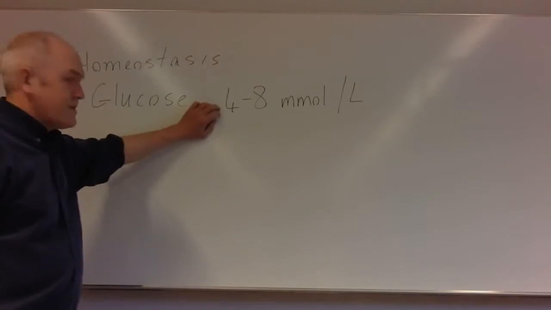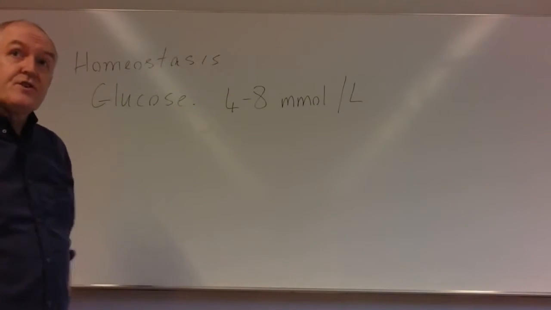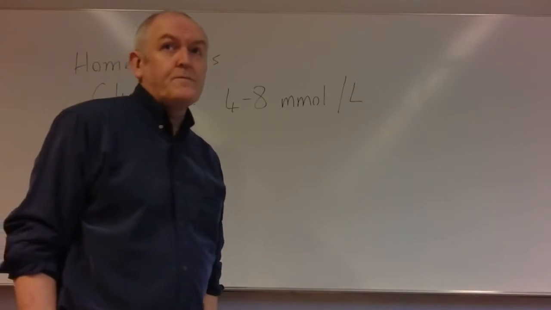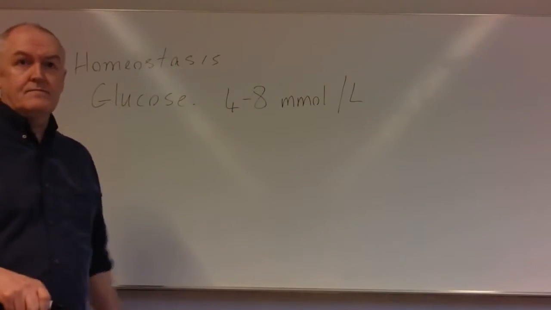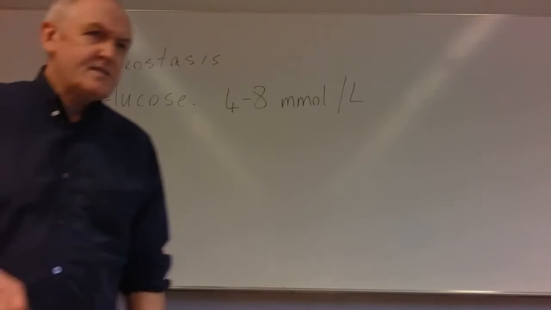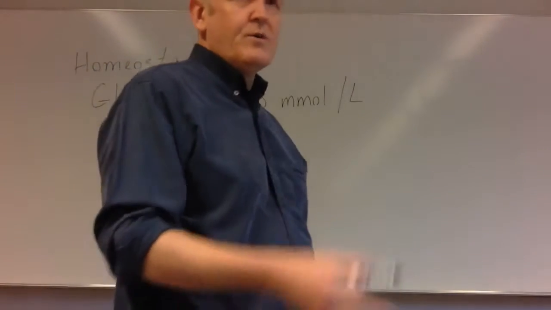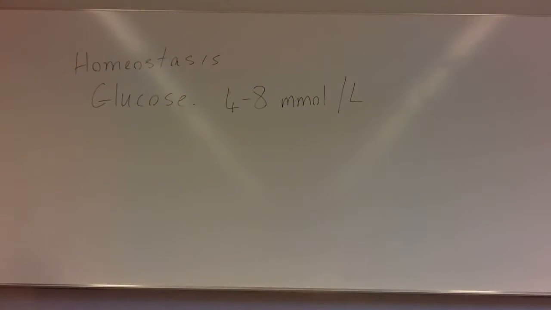And this is important because in diabetes, patients with diabetes, we don't want the blood sugar to go lower than 4. So what we say in diabetes is 4 is the floor. So if someone with diabetes has a blood sugar of lower than 4, we'll normally try and get it up a bit. We don't want it to be that low.